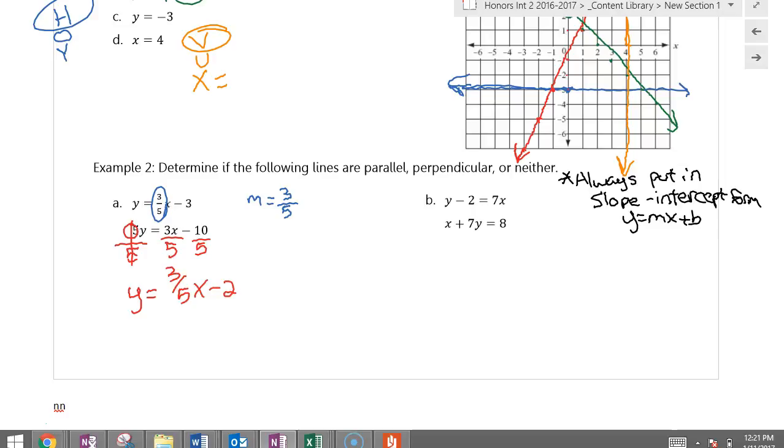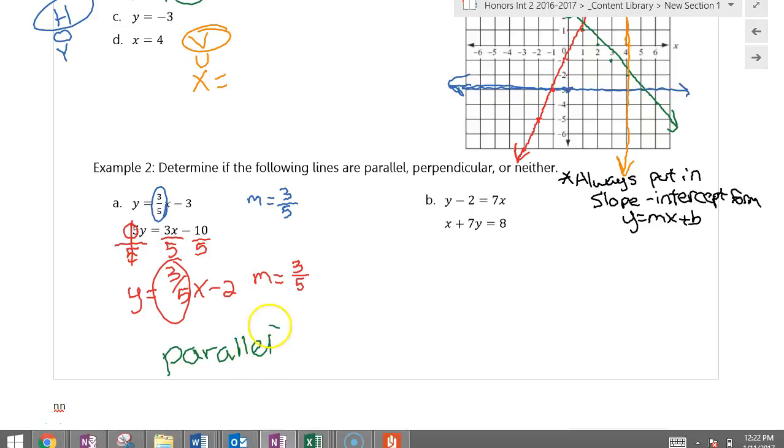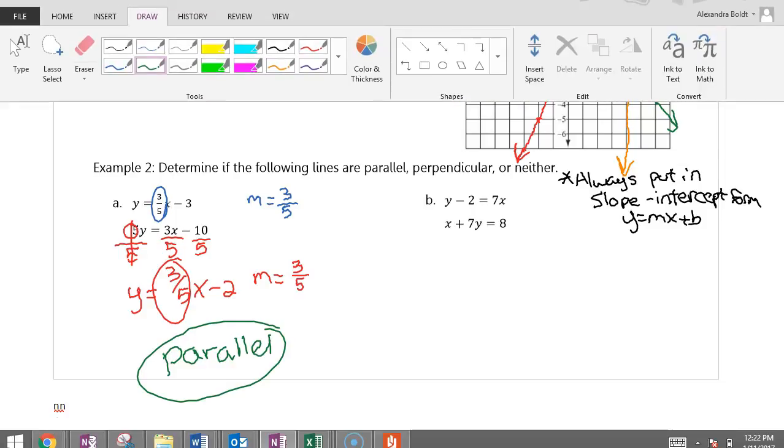I don't care what my intercept is to see if they're parallel or perpendicular. I only care about slope. So 3/5 slope and 3/5 slope, these lines have the same slope, therefore they are parallel.